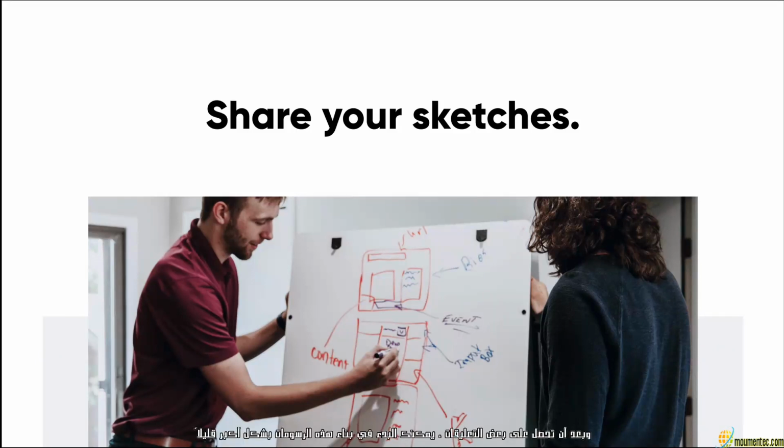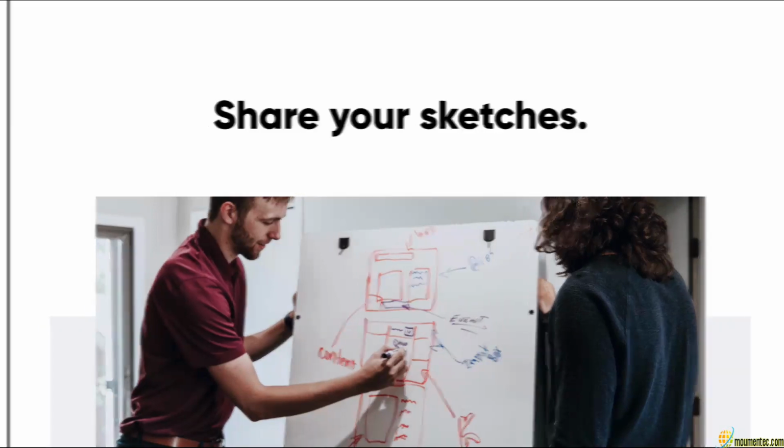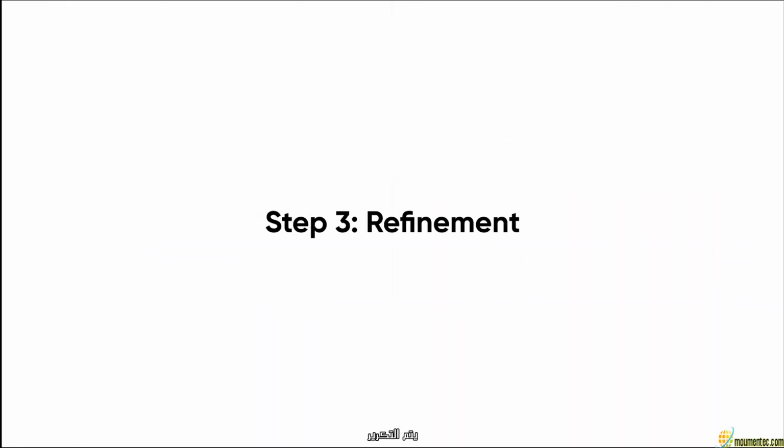And after you get some feedback, you can start building off of those sketches a bit more. This is an ongoing process for every type of feature that you're going to design. The last step is refining. So how do you clarify your sketches?